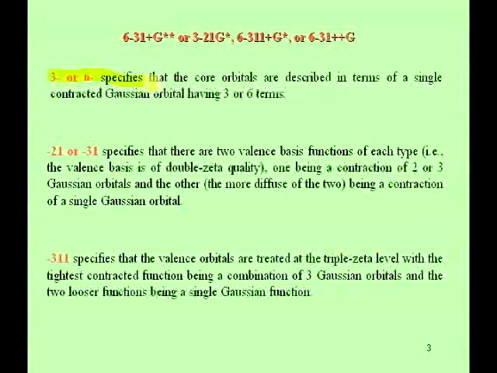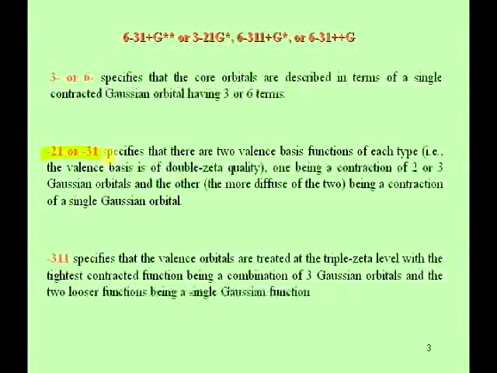Well, first of all, the number in the front, the 6 or the 3, means that in the core orbitals there are either 3 or 6 primitive Gaussians that have been added together to give the contracted core orbital. So for example, when there's 6, that means that there were 6 Gaussian S functions of tighter and tighter radial character that have been combined, contracted, to try to form a tight Slater-looking 1s function. So that's what the initial number means.